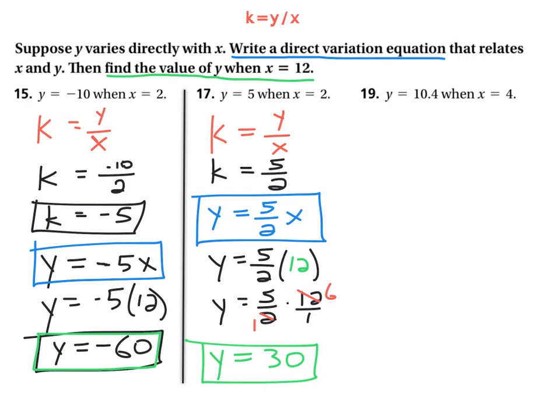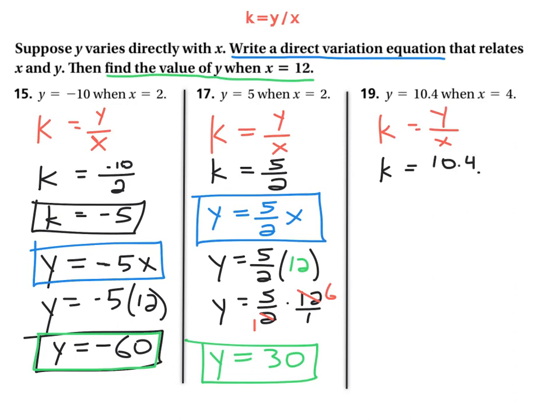Okay, I'm going to do a dividing line, and we'll do the last one. Once again, last one, we need to find the constant of variation. We need to find the k value. So we start with k is equal to the y value that they gave us divided by the x value that they gave us. Okay, so plugging those in, we say k is equal to, what did they give us for y? They gave us 10.4. What did they give us for x? They gave us 4.